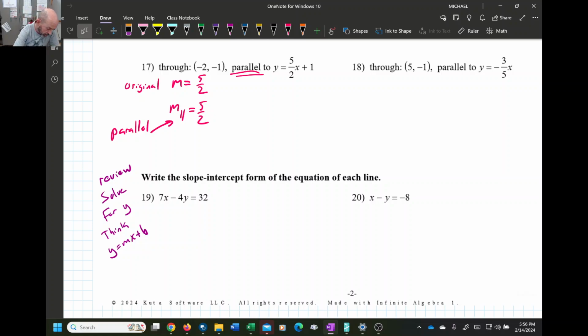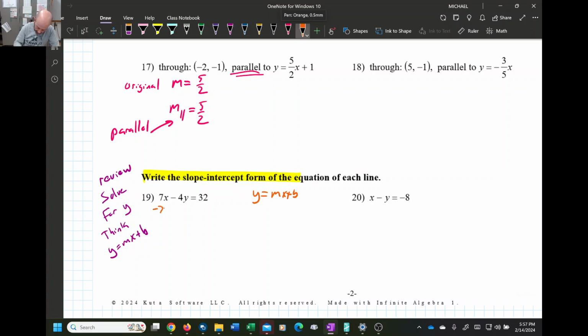Got to make a quick note. Write the slope-intercept form of the equation of each line. Just reading the directions right there. Let's go orange. We haven't used orange much yet. And so this means just getting it in y equals mx plus b form, or solving it for y.